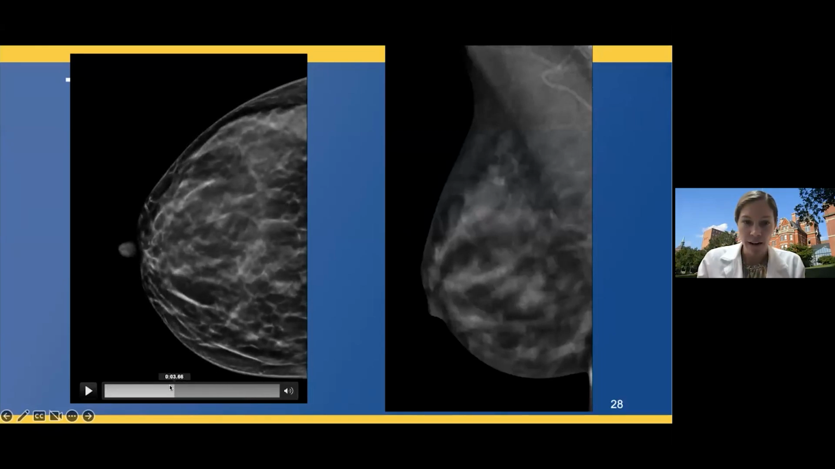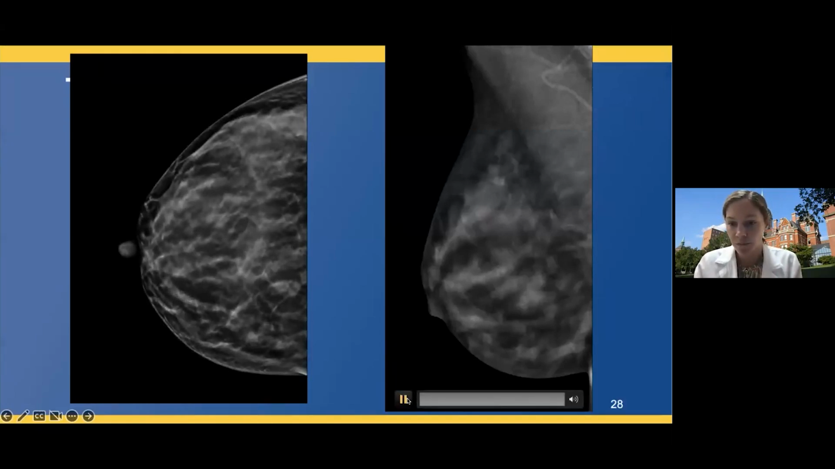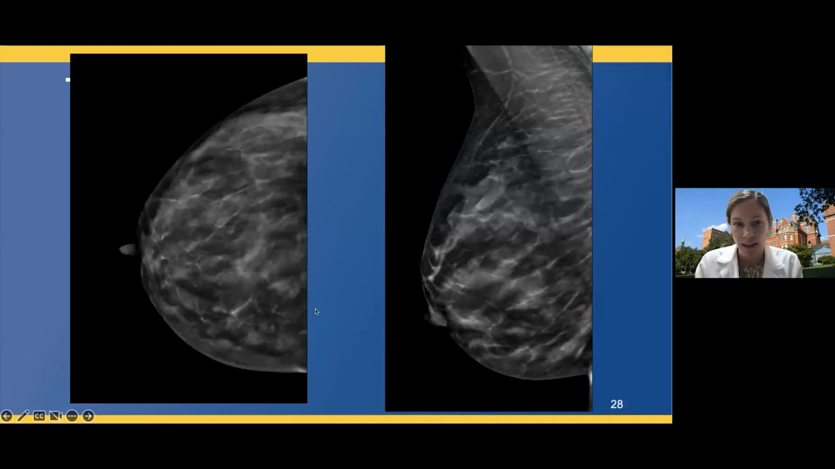And I think this is a tough finding. I do see that there is an asymmetry there, but I also see interspersed fat within it that makes me think it could just be her normal fibroglandular tissue. Here on the lateral view, the same thing. When I'm scrolling through it, that finding blends in with the tissue, where I think it might just be her normal tissue, but she was recalled.